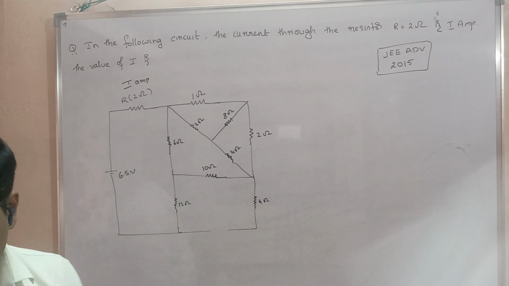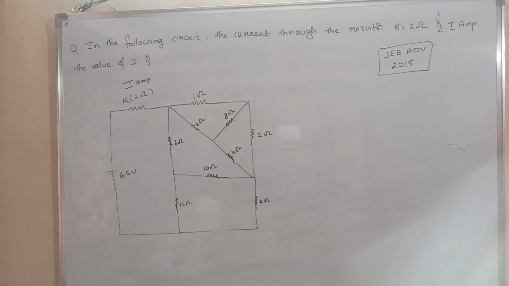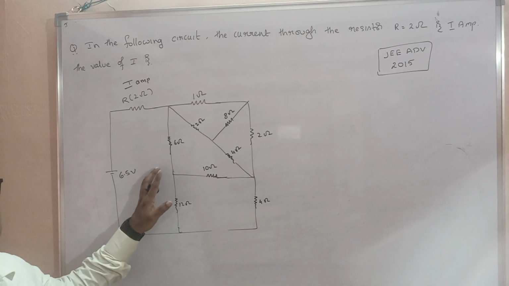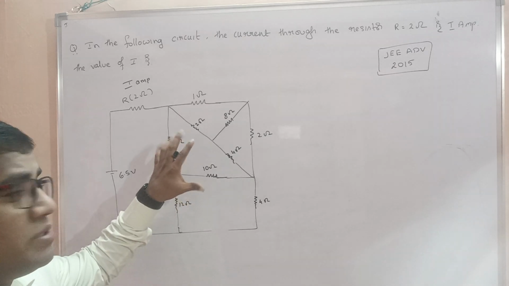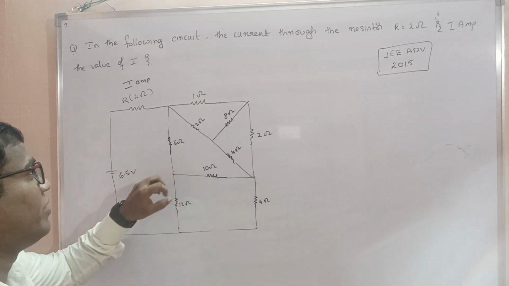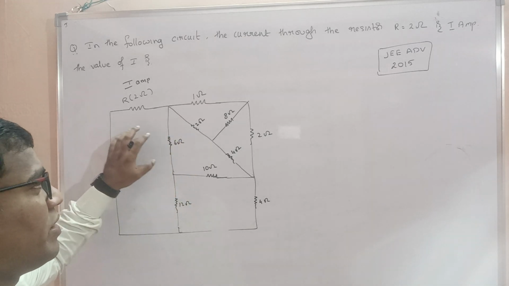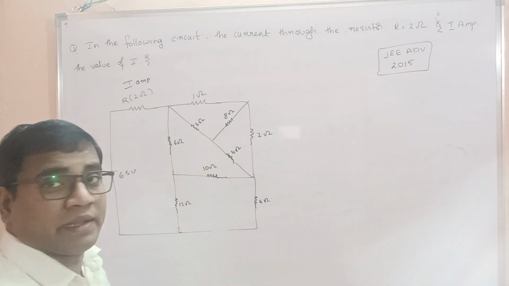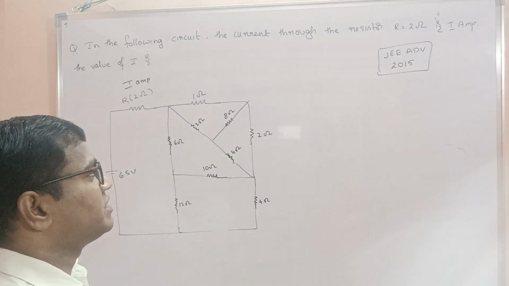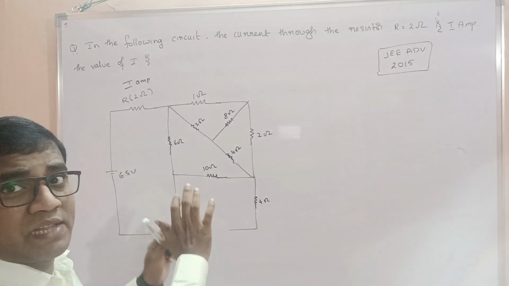So now, first we have to find out the effective resistance here. We have to make the circuit simple. After that, we can find out easily. For that, we have to break down all the resistors. How to break all the resistors? From here itself, I will explain.